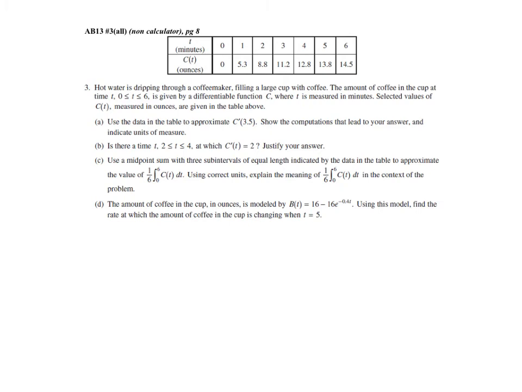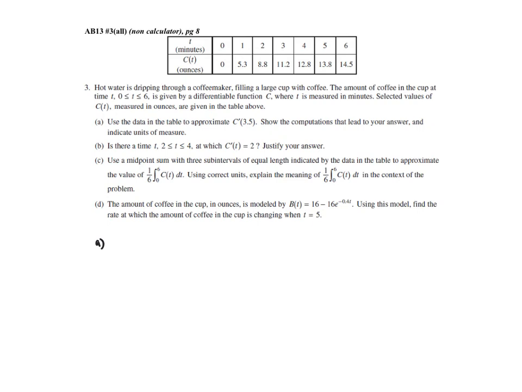So that means 1 minute after the coffee maker starts, there's 5.3 ounces of coffee in the coffee maker. Then at time 2, 8.8, time 3, 11.2, time 4, 12.8, time 5, 13.8, etc. Using the data in the table, approximate C prime at 3.5. Okay, so approximating C prime at 3.5. So that's an approximate change in ounces, right?